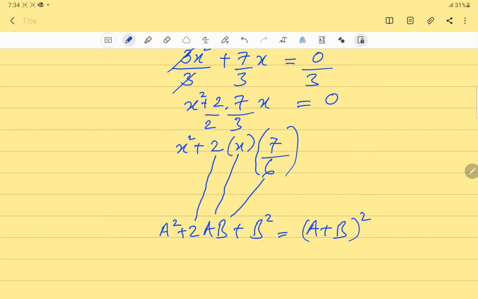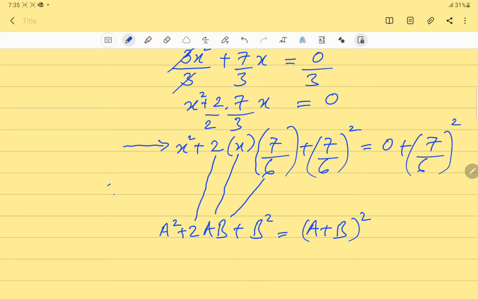And we can see that the next term in the formula is b squared. So in order to complete this expression for a complete square, we have to add the square of 7 over 6. And since we are working with an equation, we have to do the same on the other side of the equation as well.